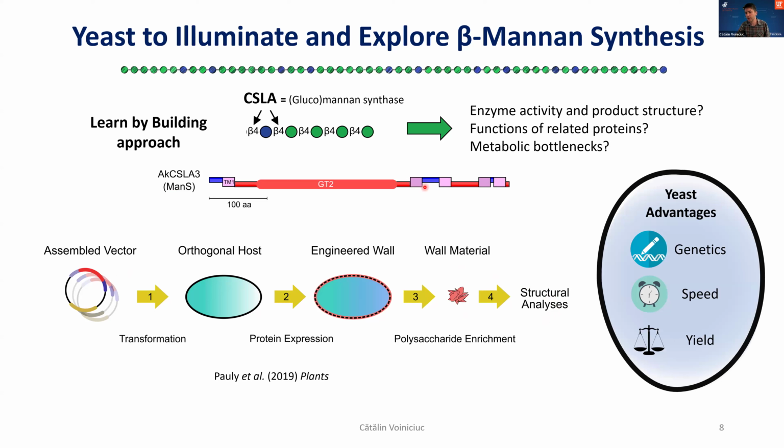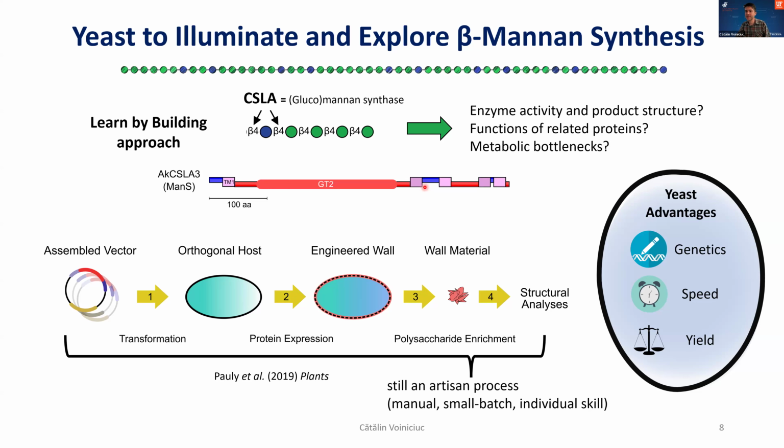And we focused on yeast as a promising system because early experiments indicated the power of yeast genetic tools, the speed of cultivation, and the relative yield of polysaccharides compared to the cost of the simple media and the precursors.